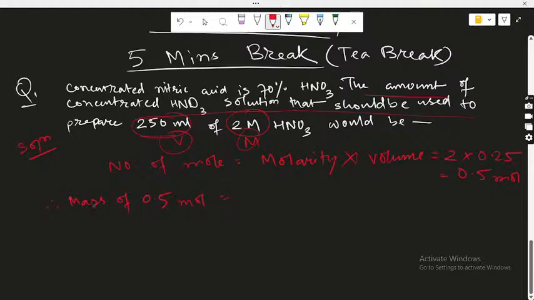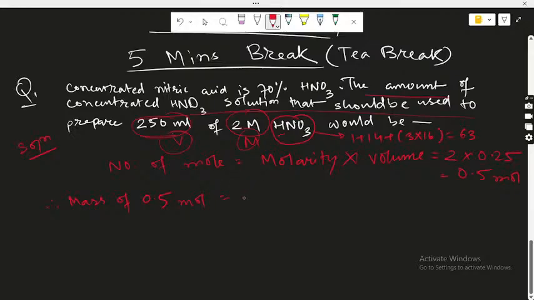Anyways, Mir, mass of 0.5 mole. So here we know that mass of HNO3, you have to find it separately. The mass of hydrogen is 1, mass of nitrogen is 14 and mass of oxygen is 3 into 16, that will give you 63.